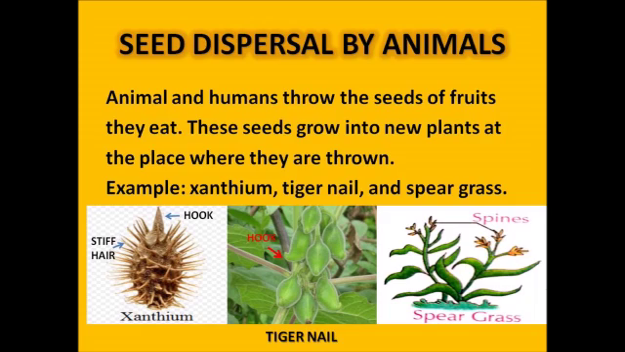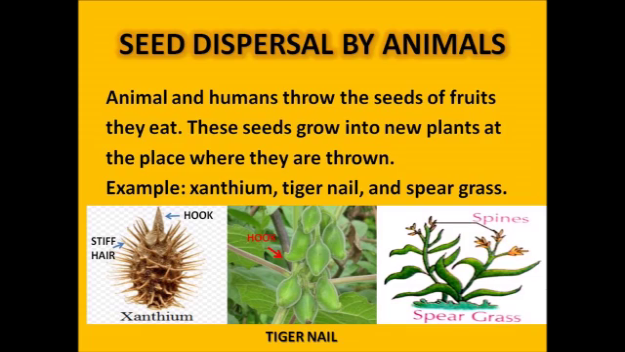Next is seed dispersal by animals. Different fruits like apple, mango, guava are eaten by animals and human beings. So after they eat the fruit, they throw away the seeds of those fruits. These seeds grow into new plants at the place where they are thrown.